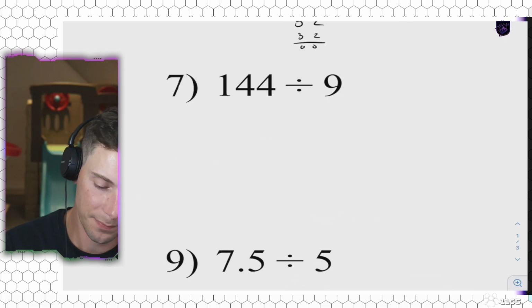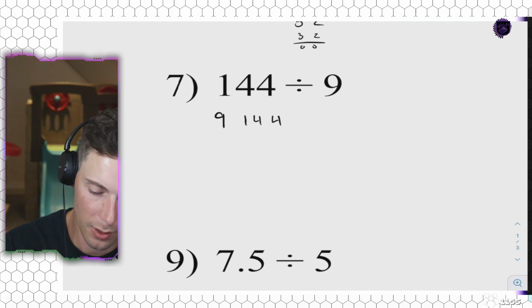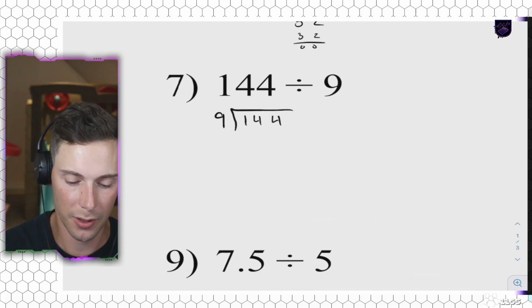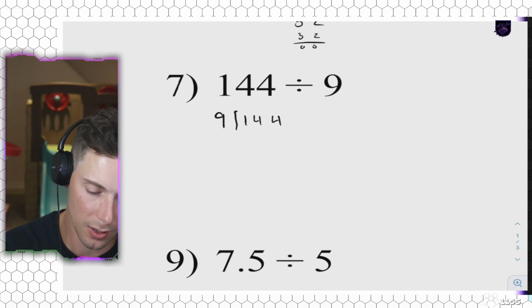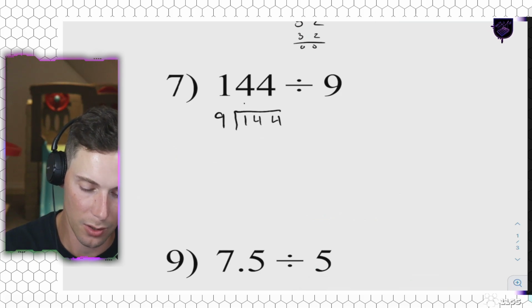144 divided by 9. So let's write our 144 and our 9, and let's write our long division symbol here. Does 9 go into 1? No, it does not. Does 9 go into 14? It does, 1 time. And we have a remainder of 5.